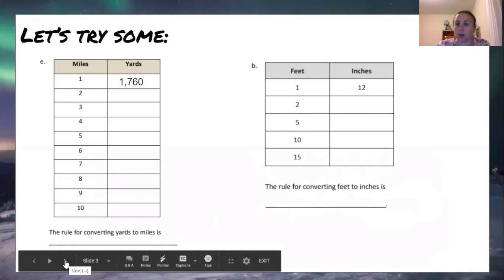All right, so go ahead and push pause so you can solve those two. And when you're ready, go ahead and push play for the next set of problems.